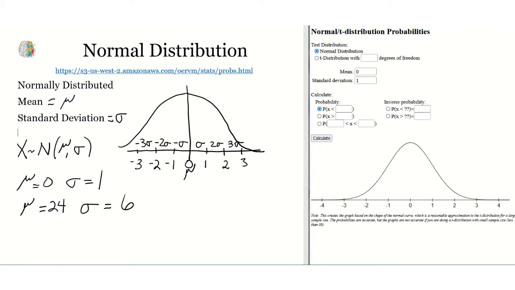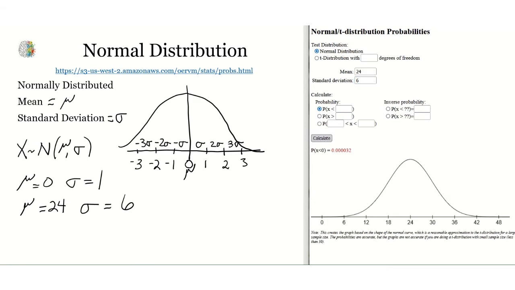So I'm going to go to my calculator. The first thing I want to do when using this calculator is make sure the normal distribution button is clicked. You'll notice it also has the option to do t-distributions, and we will go over those in a future video. Right now we're working with normal distribution. We're going to change our mean value to 24 and our standard deviation to 6. I'm going to show you how to do the probabilities and inverse probabilities, but right now, let's just click on the calculate button.